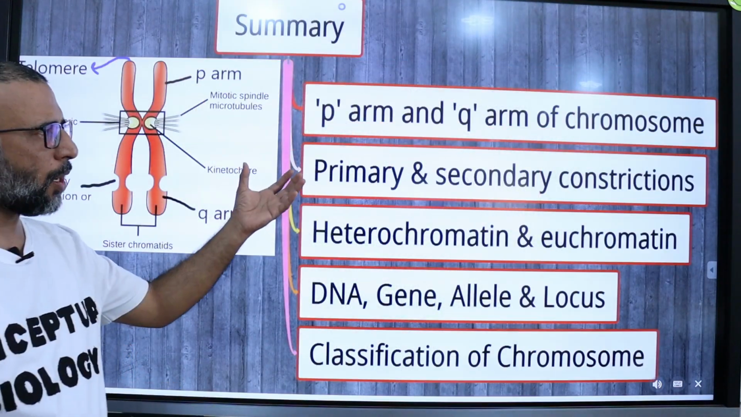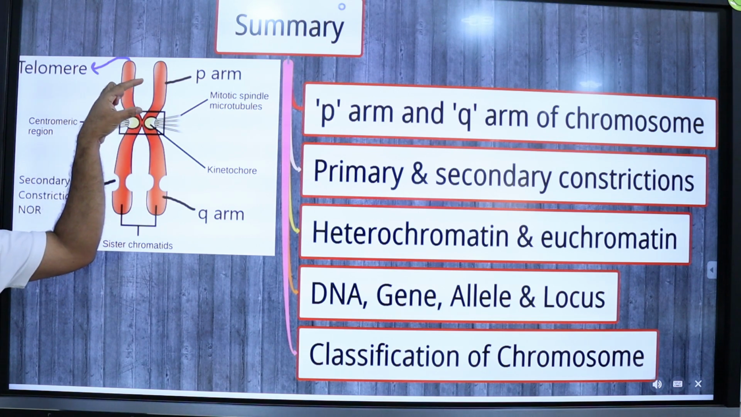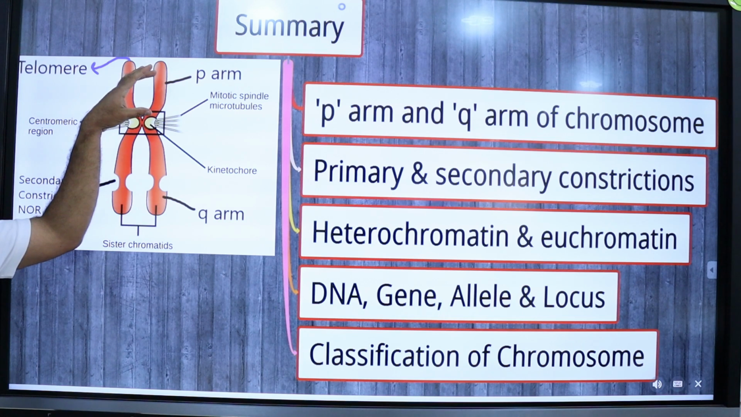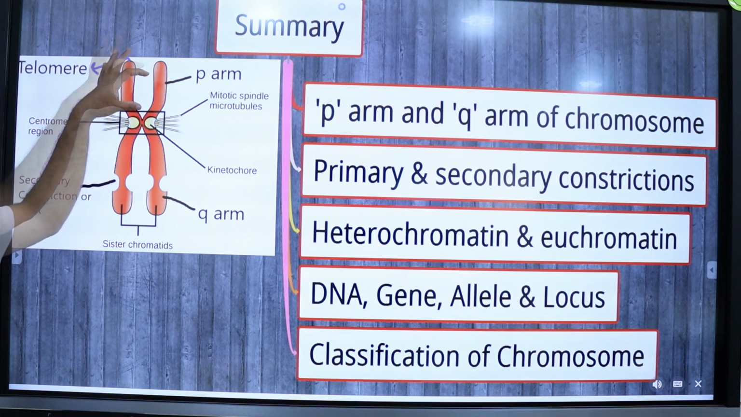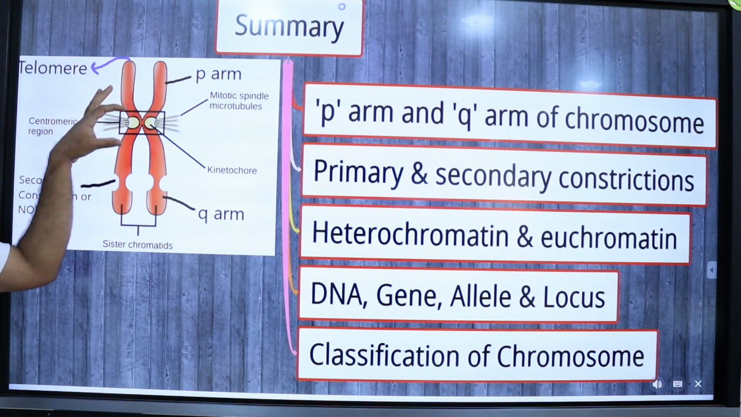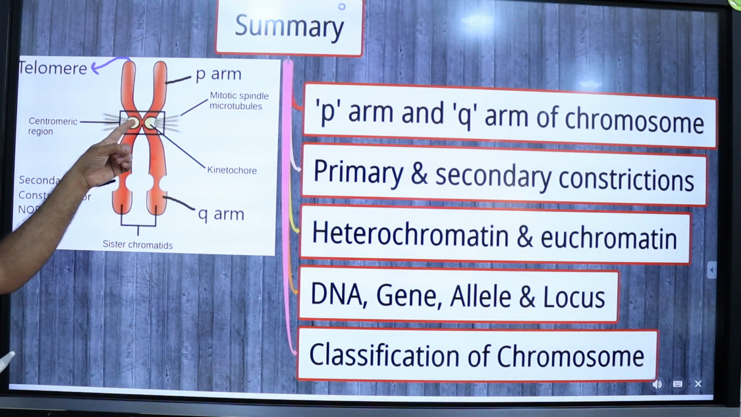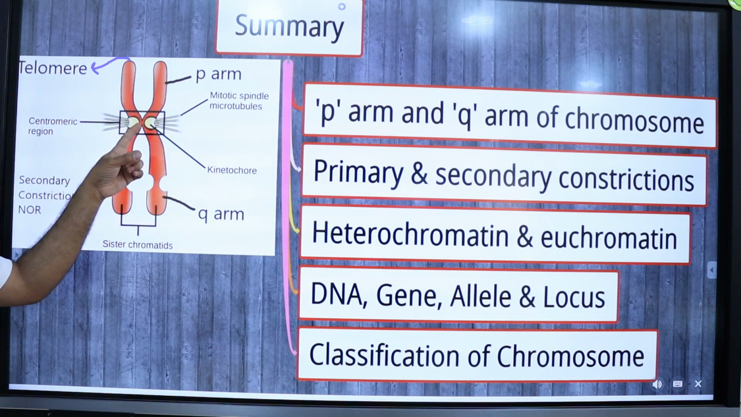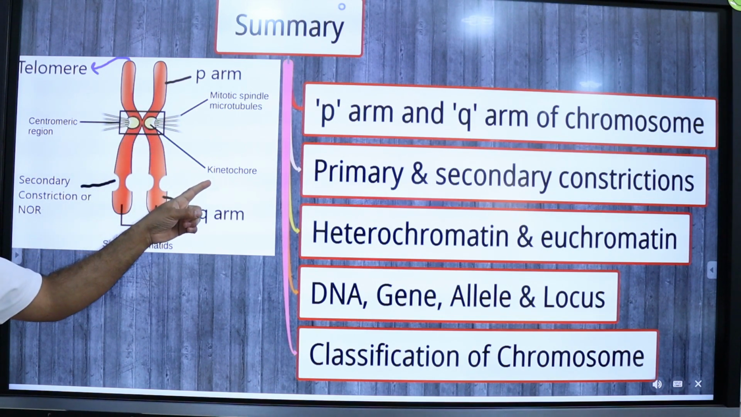To sum up, the P arm and Q arm of a chromosome. The P arm of a chromosome is the short arm, and P comes from the French word petite, meaning small. All human chromosomes have 2 arms, the P arm, which is the short arm, and the Q arm, which is the long arm. The P arm and Q arm are separated by the primary constriction known as the centromere, and the part of the centromere which is attached to spindle fibers is called the kinetochore.